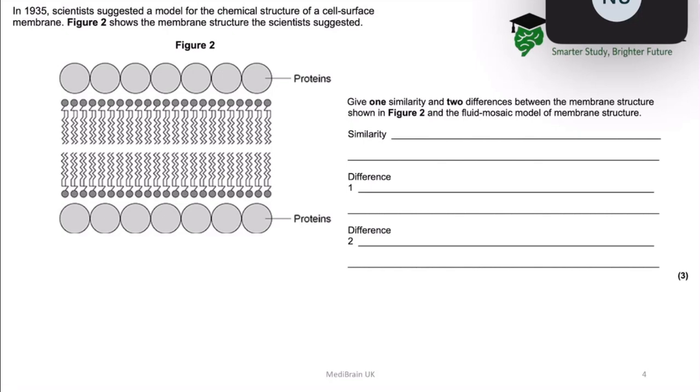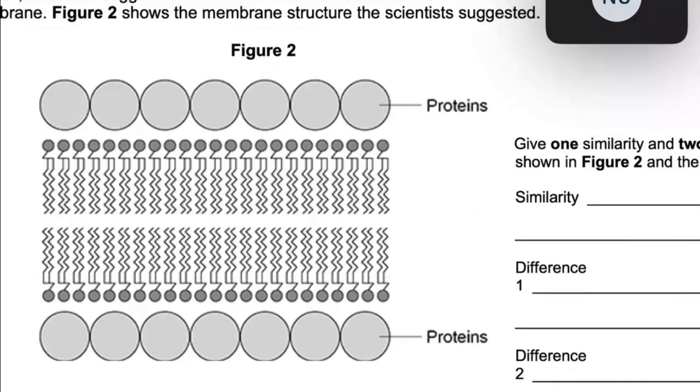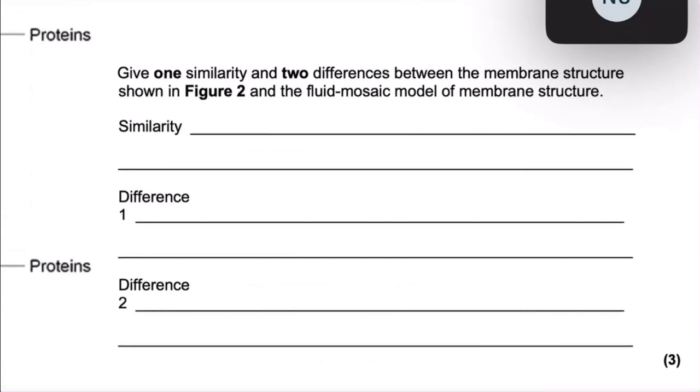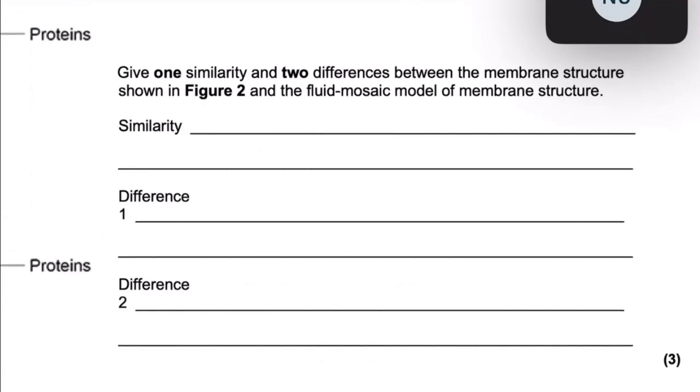I'm going to go through the answers now. So it says in 1935, scientists suggested a model for the chemical structure of a cell surface membrane. Figure 2 shows the membrane structure the scientists suggested. We're given that structure, and you can see that there are proteins on the outside, and a sort of phospholipid bilayer on the inside. Now we need to give one similarity and 2 differences between the membrane structure shown in figure 2 and the fluid mosaic model of the membrane structure.